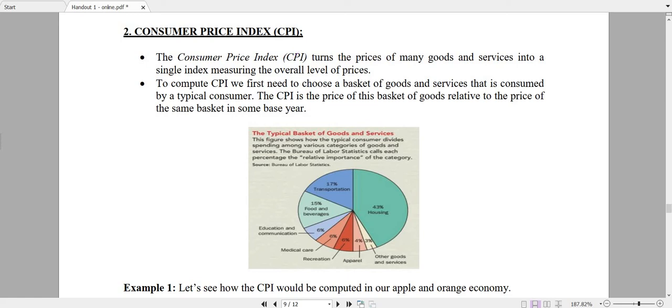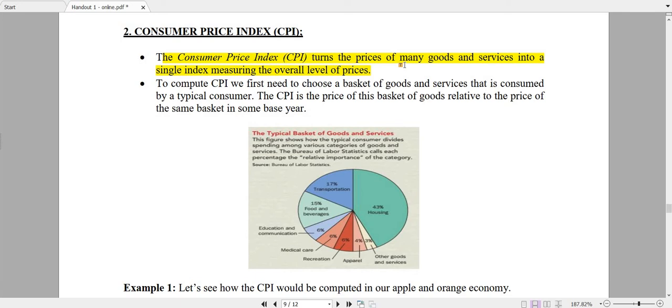So first of all, let's just read what's written in the handouts. CPI index, it turns the prices of many goods and services into a single index, measuring the overall level of prices. You need to be very clear on this point that inflation is not increase in price level of one product. If there is overall increase in price level, that is what we refer to as inflation. So CPI turns prices of many goods and services into a single index.